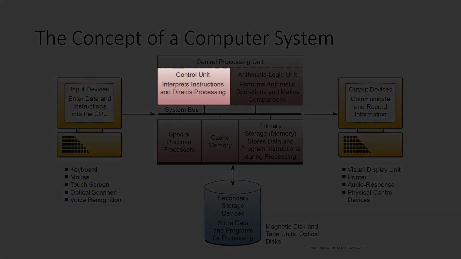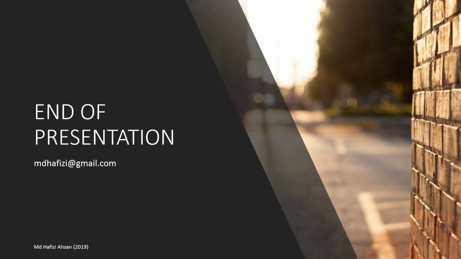Fifth, control. The control unit of a CPU is the control component of a computer system. Its registers and other circuits interpret software instructions and transmit directions that control the activities of the other components of the computer system. This is the end of the presentation.